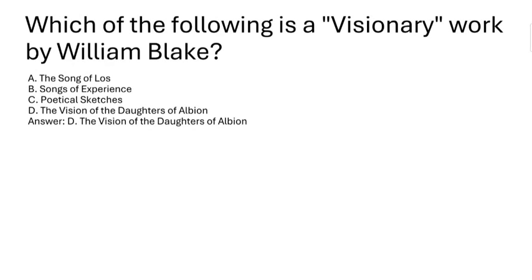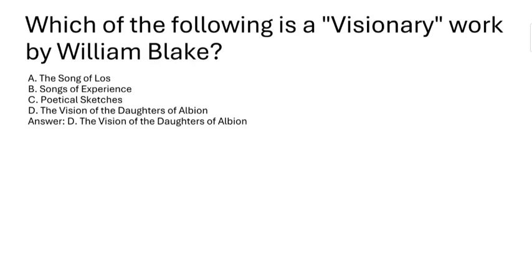And the correct answer is option D, The Vision of the Daughters of Albion. The Vision of the Daughters of Albion is a visionary work by William Blake. Written in 1793, it is one of his prophetic books exploring themes of freedom, sexuality, and the oppression of women. It reflects Blake's visionary style, which blends mysticism and radical social critique.